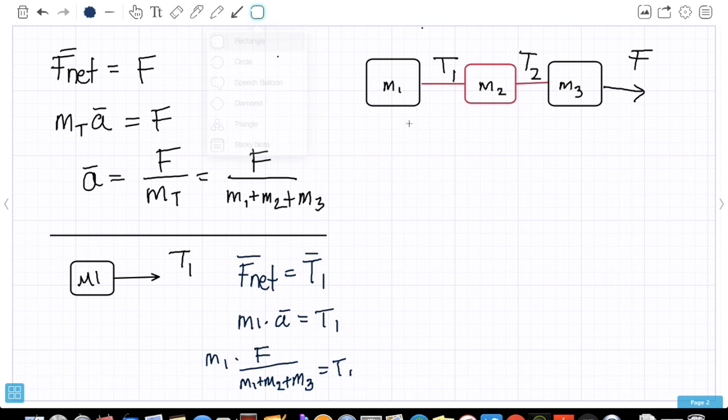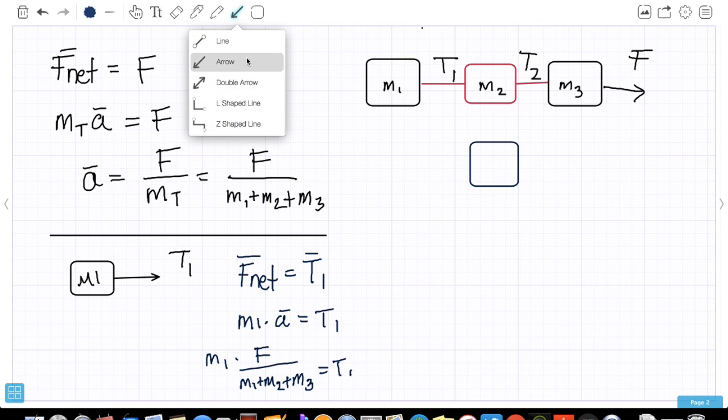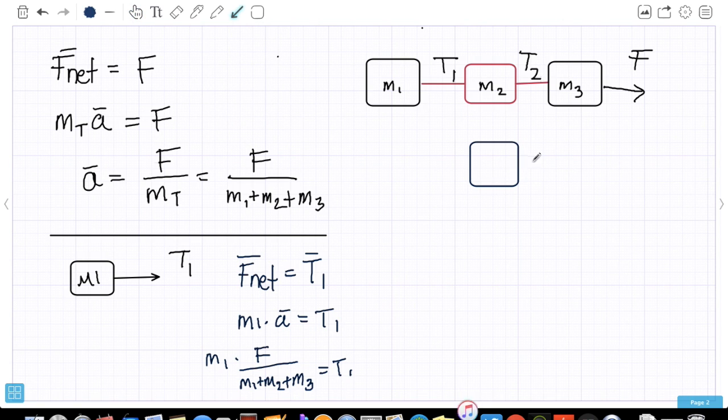So again, what we're doing is we're breaking up. We're not looking at the whole system anymore. We're looking at each individual mass. And the reason why we're doing that is because the question is asking us for T1 and T2. And we have to look at each individual mass to get at them. So mass 2 is a little bit more complicated.